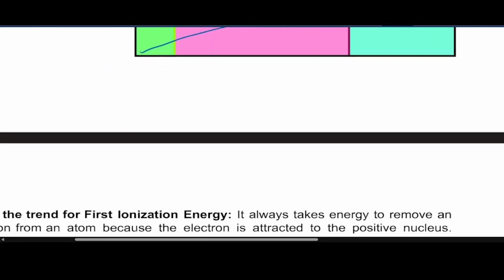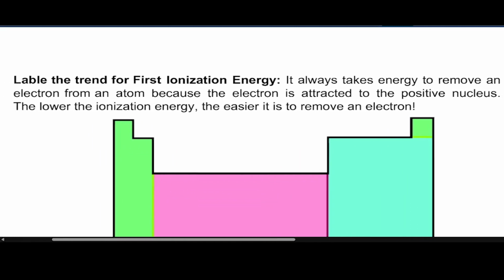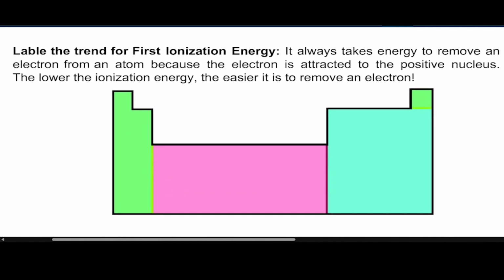We can also see similar trends when we're looking at items such as first ionization energy. So first ionization energy is the amount of energy required to remove an electron from an atom. So the lower the ionization energy, the easier it is to remove an electron. What we're going to see then is a very similar trend where the most electronegative atoms are really hard to remove electrons from. And that makes sense, right? They want to keep those electrons.